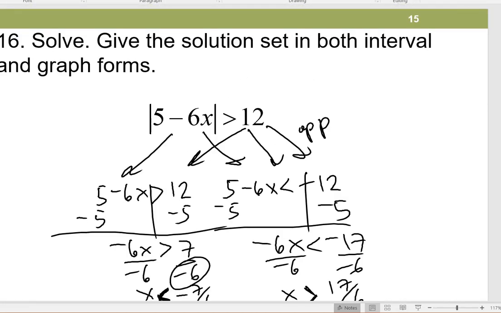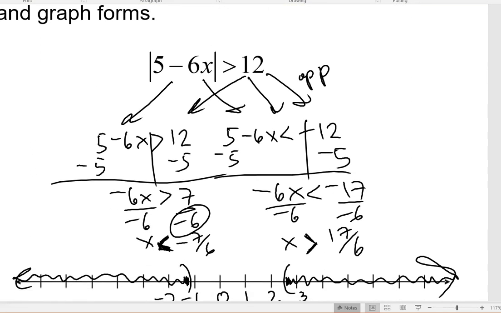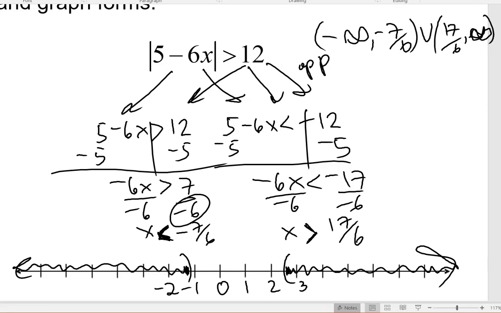Oops. So how would I write that as an interval? Let's see if I can get it without making it disappear. The interval would be two intervals, about negative infinity up to the negative 7/6, or 17/6 to infinity. That infinity kind of sucks, but there you go. These have to be written separate. We have two separate intervals.